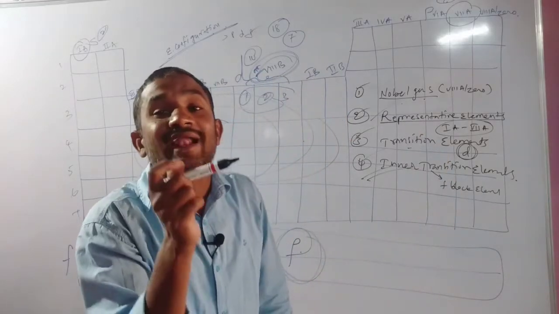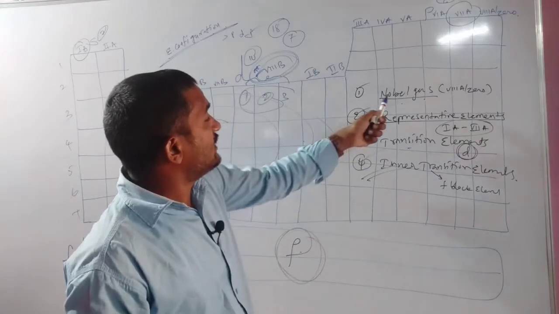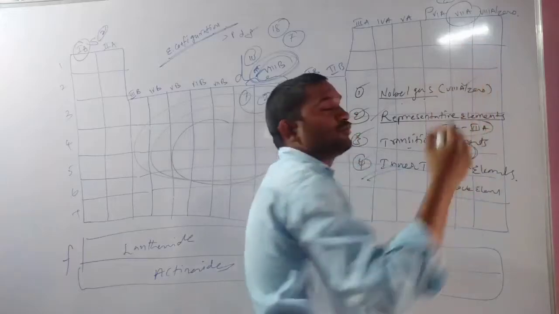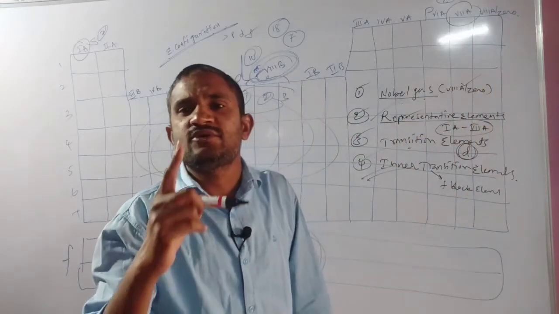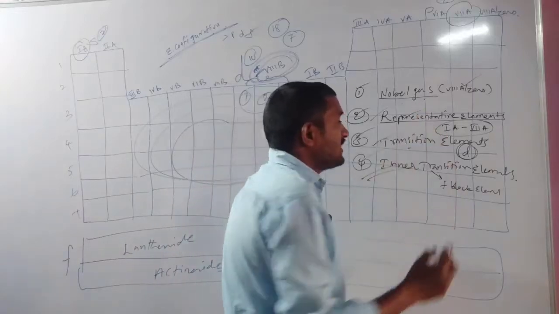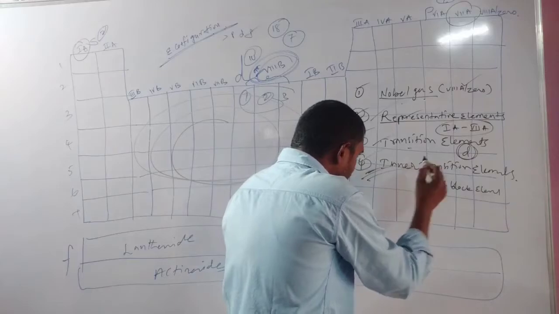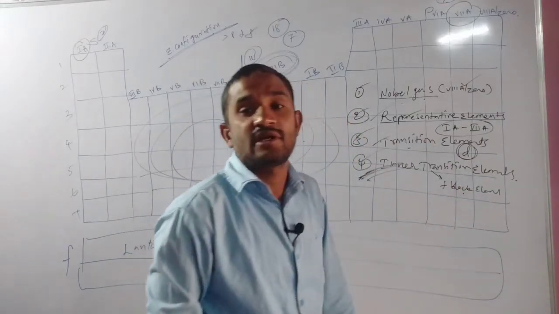On the basis of the electronic configuration, elements are classified into 4 categories. One, noble gases, that means 8A group, otherwise 0 group. Again, representative elements, first A to 7th A. Again, transition elements, the D block elements. Again, inner transition elements, the F block elements.